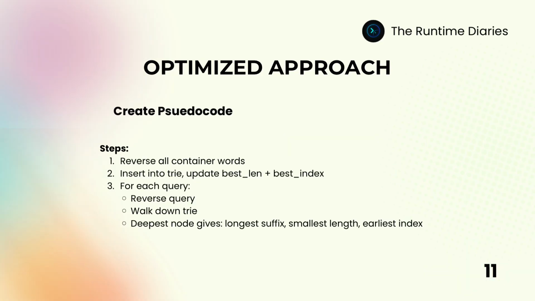Here's the optimized approach in 3 steps. Step 1, reverse all the container words. Step 2, insert them into a trie, updating best_len and best_index at each node. Step 3, for each query, reverse the query. Walk down the trie as far as possible, and the deepest node you reach gives you the answer. The deepest node tells you the longest suffix length, the smallest container word length, and the earliest container index, all in one traversal.